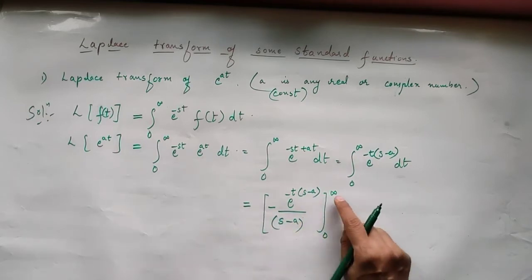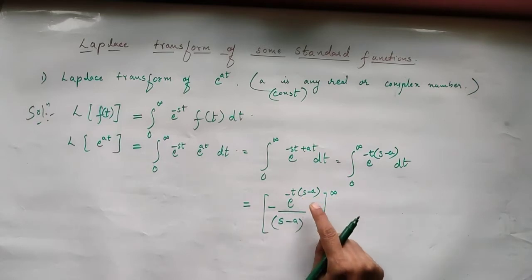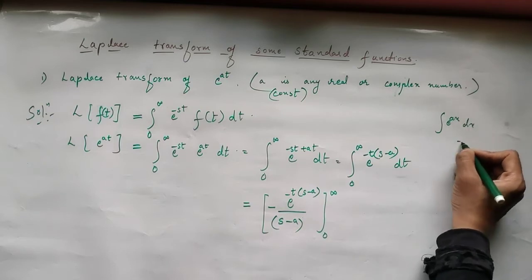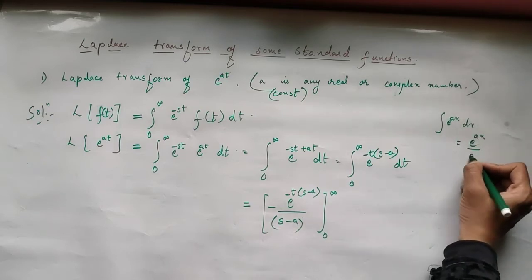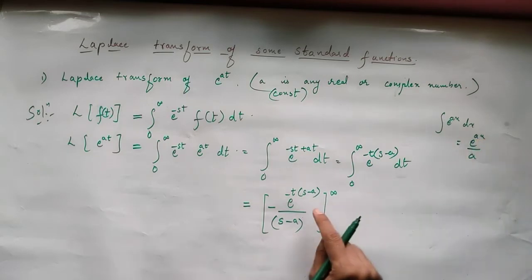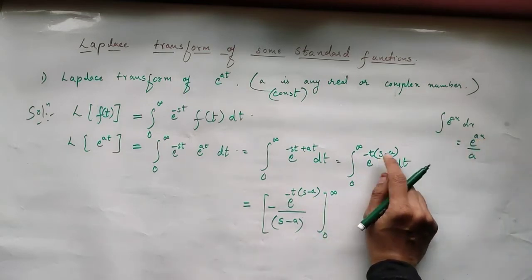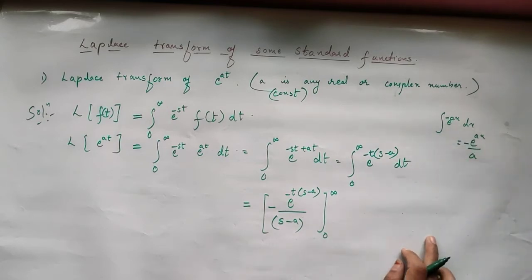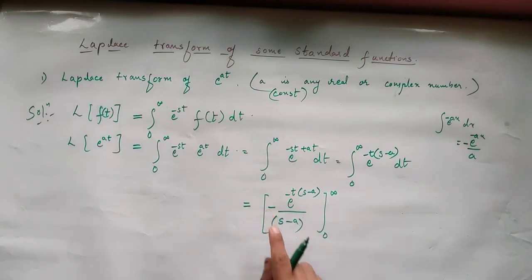Now as usual, what is the integration of e to the power ax dx? It is nothing but e to the power ax divided by a, or no? In place of a, the coefficient of x, you have s minus a over here, right? And if it is minus over here, integration of this will be minus e to the power minus ax divided by a. Okay, so that negative sign is also there. So integration from 0 to infinity you are going.